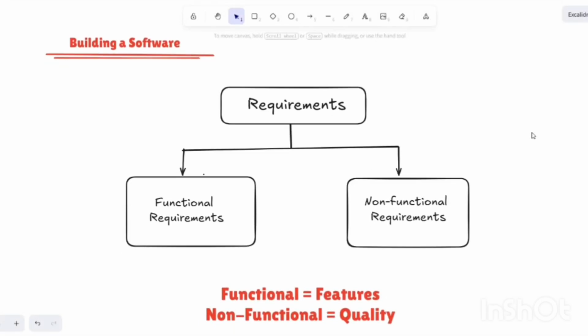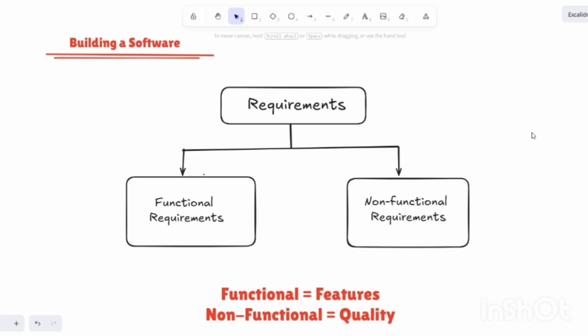Learners, whenever we are building software, we first discuss its requirements. There are two types of requirements: functional and non-functional. In the functional requirement, we talk about the features of the software, while in a non-functional requirement, we talk about the quality of the software. Qualities are like its reliability and its scalability.